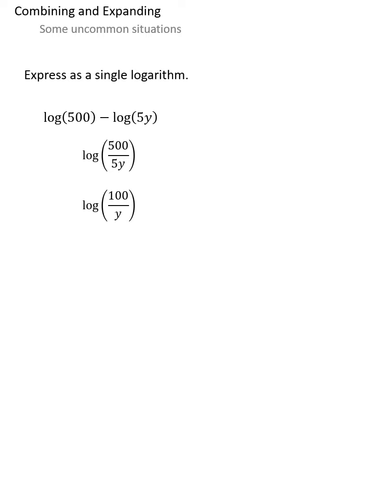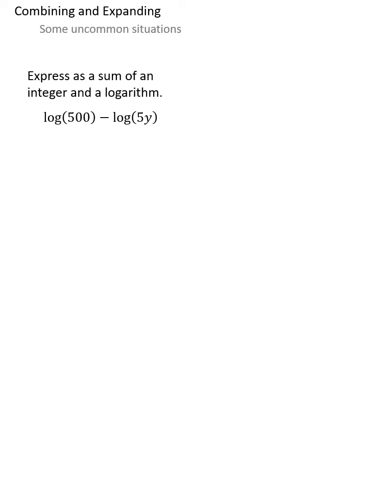What if instead of those directions, I had been asked something different? To express as a sum of an integer and a logarithm. Side note, reminding you that an integer is any whole number or the negative of a whole number. So not fractions or decimals, basically. Okay, so right now I don't have this expressed with an integer at all. I have two logarithms, neither of which is an integer because, for example, the logarithm of 500 we saw earlier is some decimal that's about 2 point something.